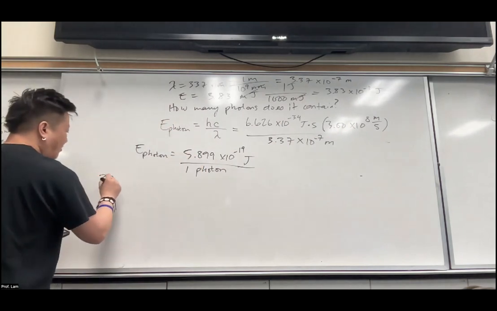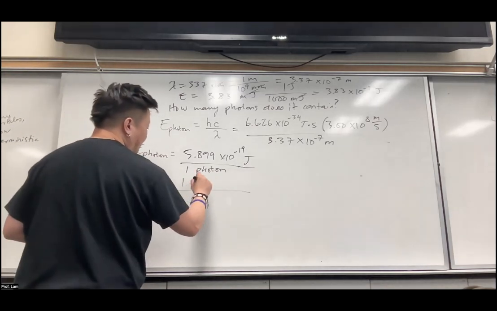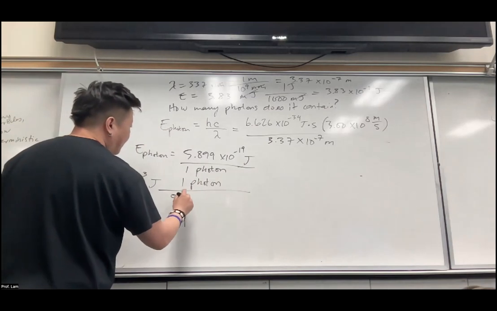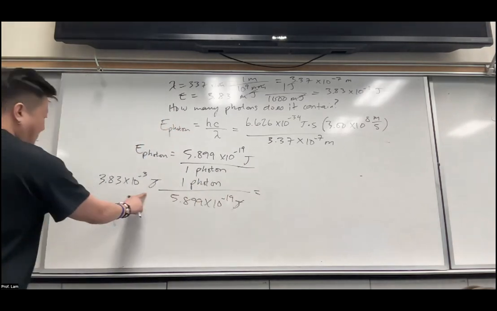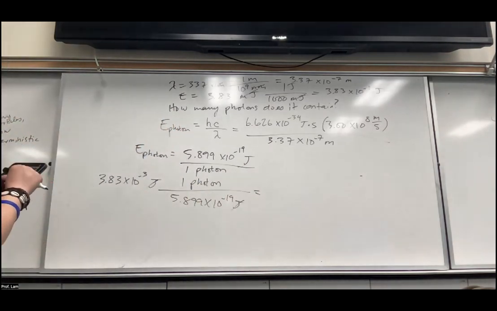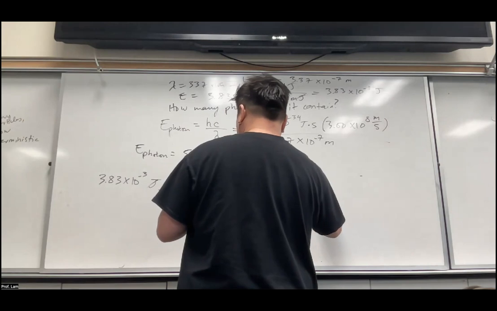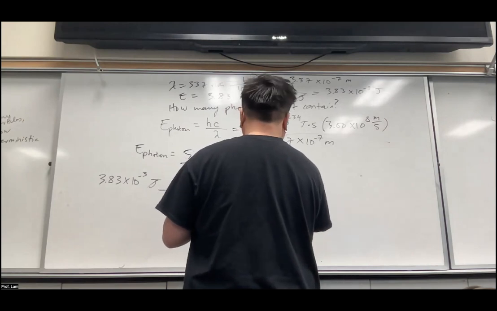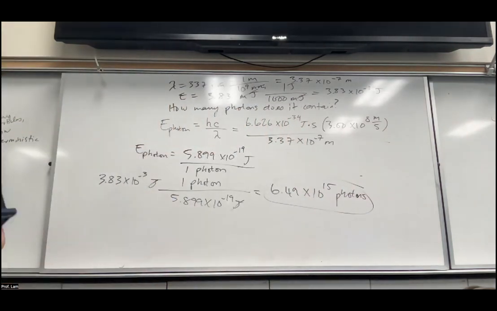So we'll start with 3.83 times 10 to the minus 3 joules, and we have to put photon on top. For one photon, there's this much energy in it. So if we have this many joules, we get 6.49 times 10 to the 15 photons. It's a lot, right? 6.49 times 10 to the 15 photons.